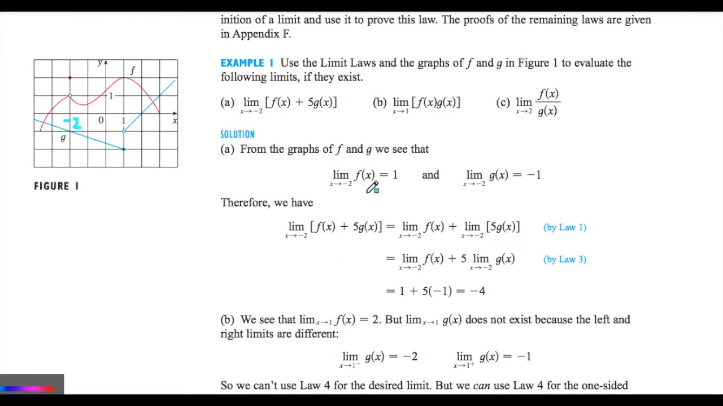Actually, they have it here for me. So we're going to split it up. It's here, it's at 1. And what about g? Where is that? That will be negative 1. So they got it there. So this part is equal to 1. Negative 1 multiplied by 5 will be negative 5. 1 minus 5 equals negative 4. So that's pretty much how you calculate limits using limit laws.